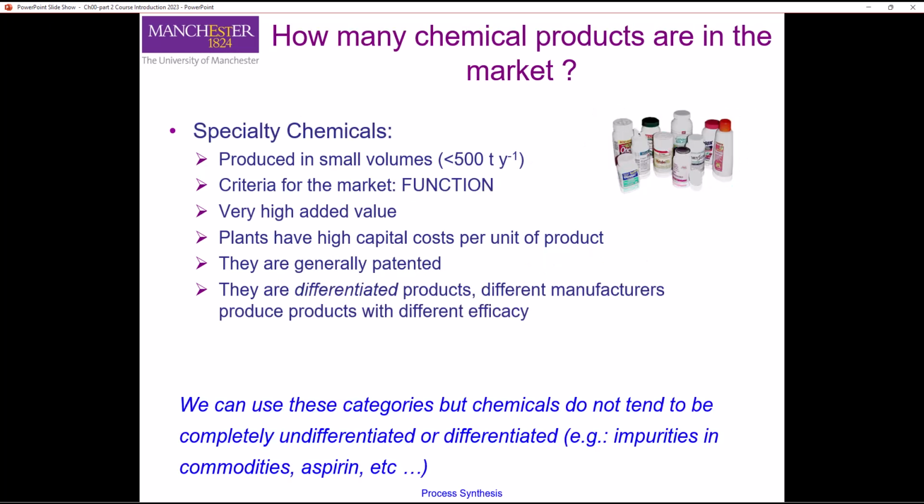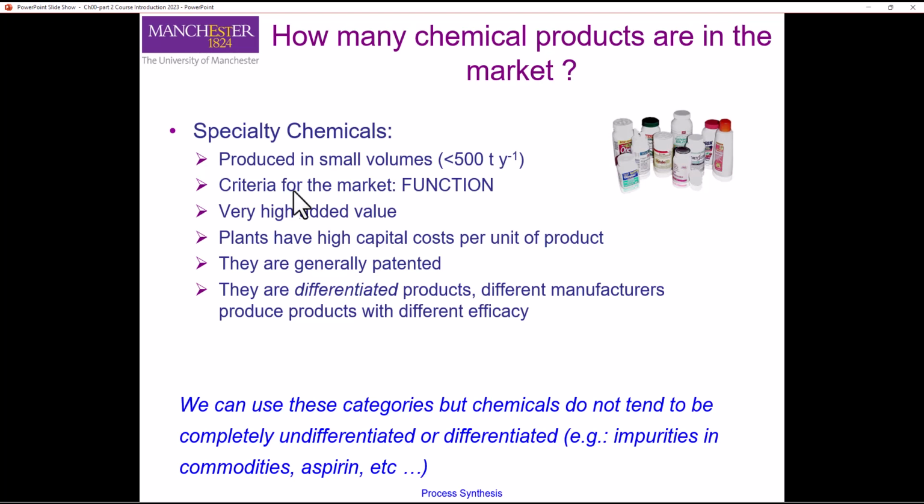And finally we have the specialty chemicals. Specialty chemicals are produced in even smaller quantities compared to bulk chemicals and fine chemicals, normally in the range of 500 tons per year. Their main criterion is that they are purchased based on their function, not on their composition. As I explained, if you have, for example, a cleaner product, you are mostly interested in the level of cleaning that product is doing, not so much the composition of that product.